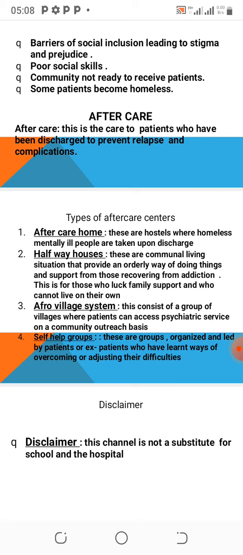Okay. Then you have the Afro Village System. The Afro Village System consists of a group of villages where patients can access psychiatric services on a community outreach basis.